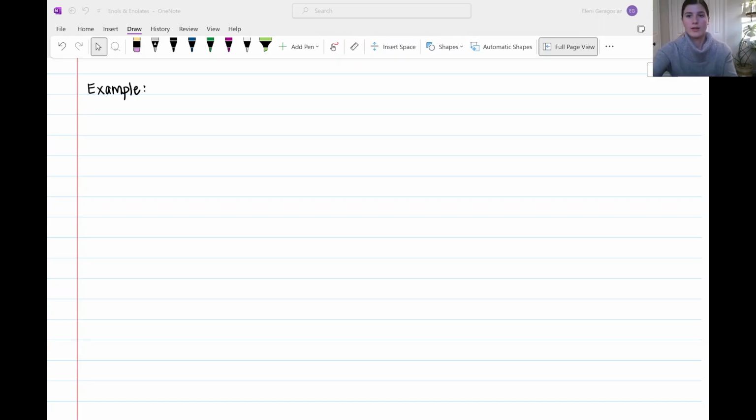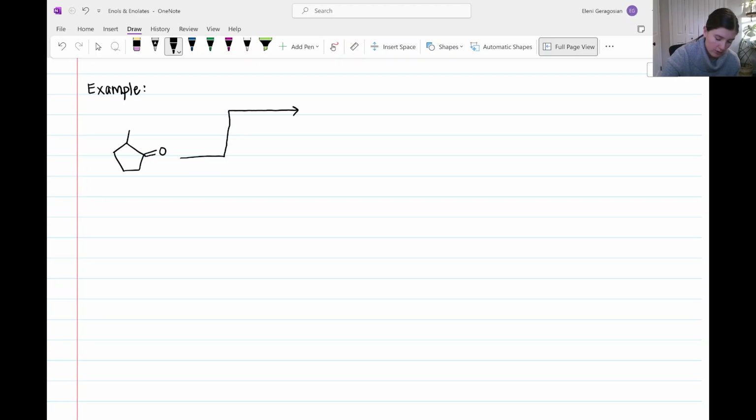Here we'll go through an example of forming the two different enolates for a ketone. So we'll be starting with this ketone, 2-methylcyclopentanone, and we'll show the product if the ketone is exposed to sodium hydride and if the ketone is exposed to LDA.